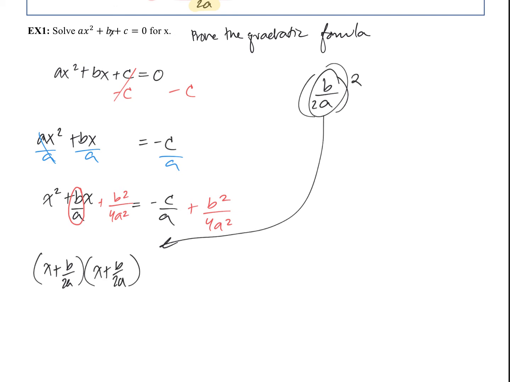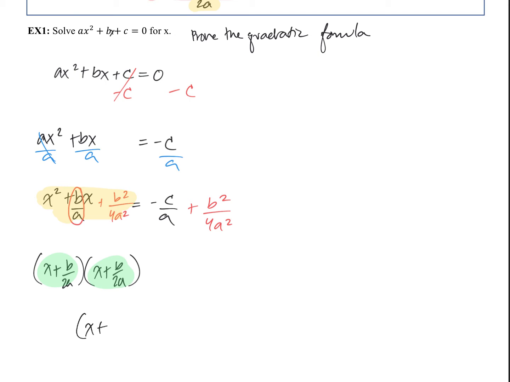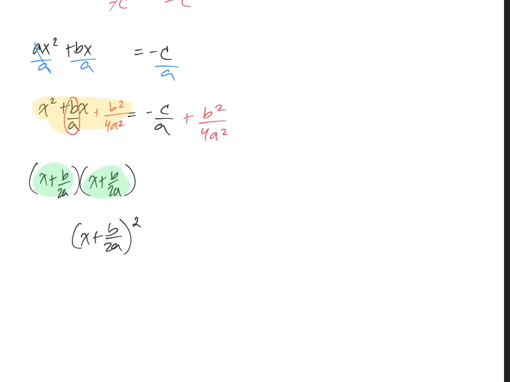Once again, remember what we did was we factored the trinomial. We have factored it into these two perfect binomials. So that factored into these two. Since they are exactly the same, what can we do with them? Well, we can write them as x plus b over 2a, squared, because they're the exact same thing.